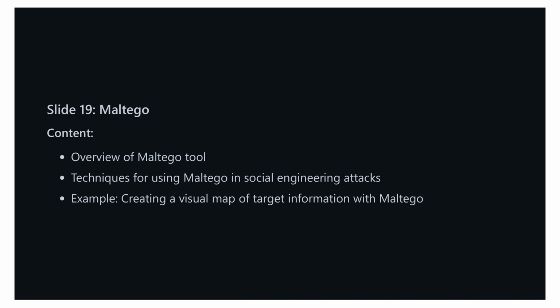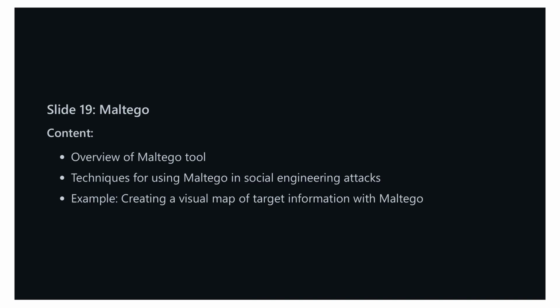information. What sets Maltego apart is its ability to create a visual representation of the data, making it incredibly intuitive for analyzing complex networks. When using Maltego in social engineering attacks, you can uncover relationships between individuals, organizations, domains, and more. This visual approach not only aids in understanding the target, but also helps identify potential vulnerabilities.